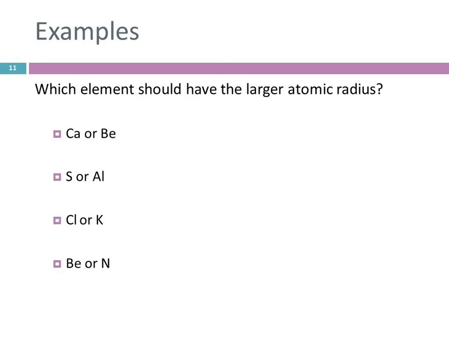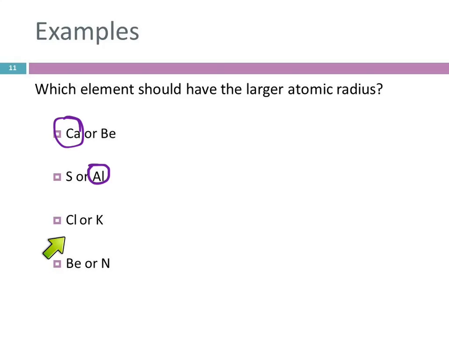What color do I have going on here? Let's do purple. Sulfur or aluminum? Which one's larger? Aluminum's larger. As we go across from left to right, the atomic radius decreases. If you just think about that, decreasing, it's not going to make a lot of sense. If you're curious about why it does that, I can explain it to you, but I don't want to take time in lecture to do that.